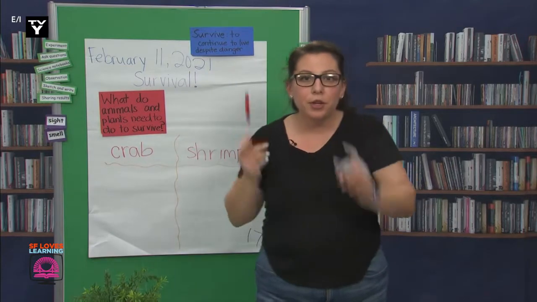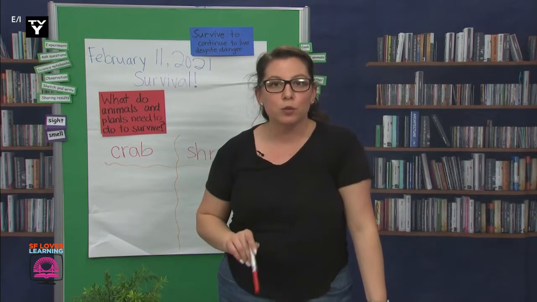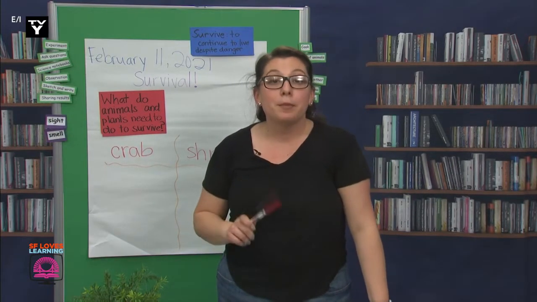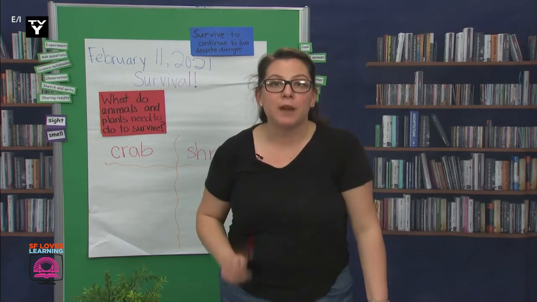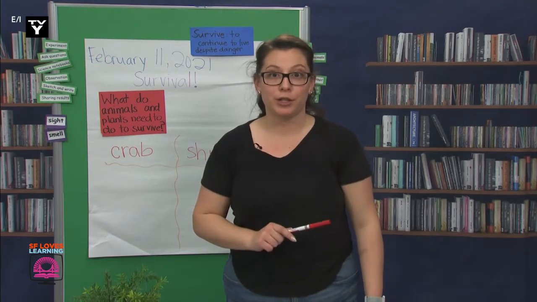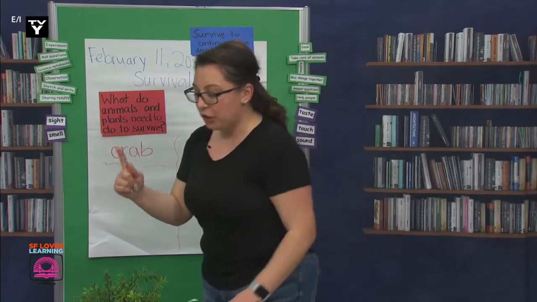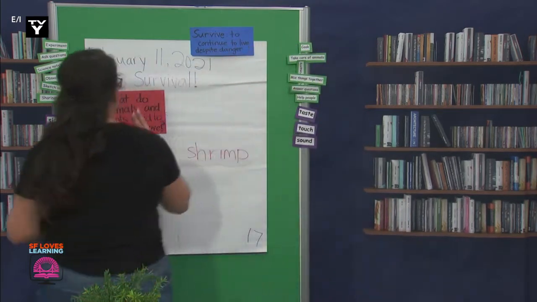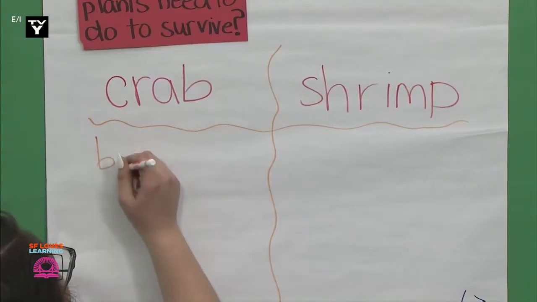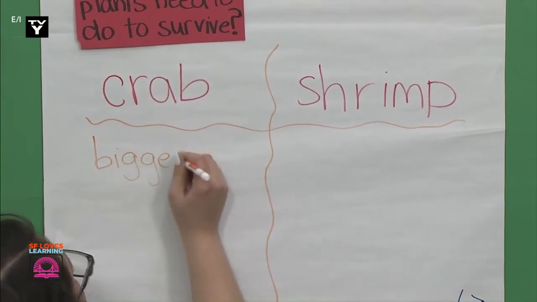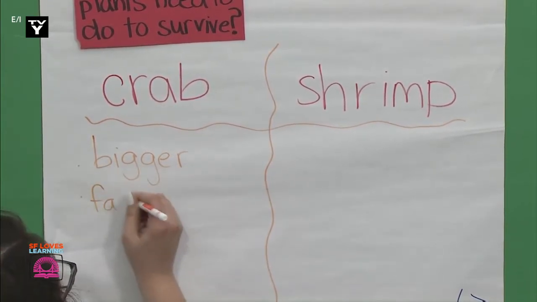All right, okay. So in the video I watched, both animals were using their legs, but I remember the crab was bigger and faster. I think those are two words that I should write under the crab. Bigger and faster, because that's what it did to survive. It was bigger and faster.